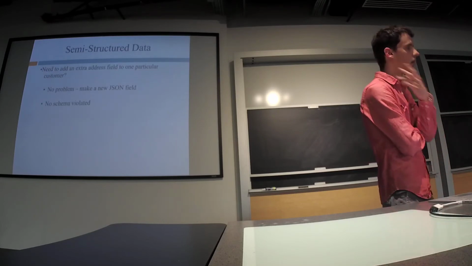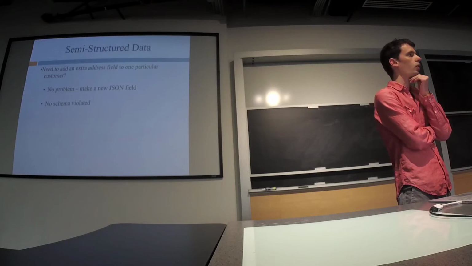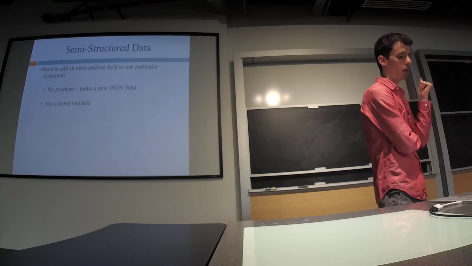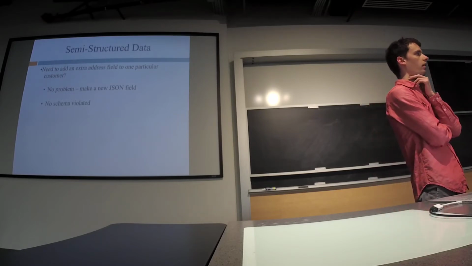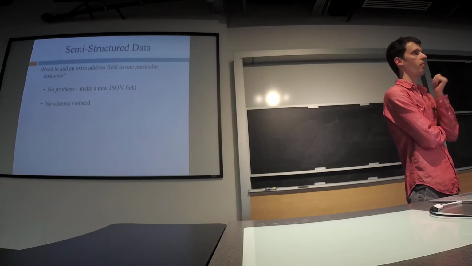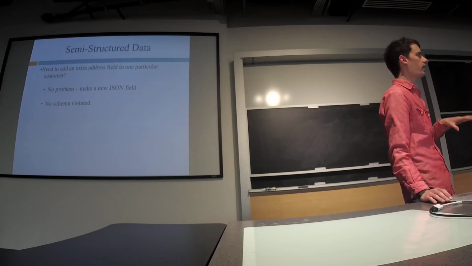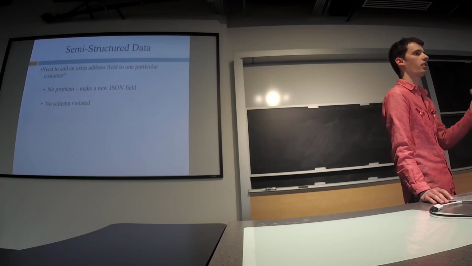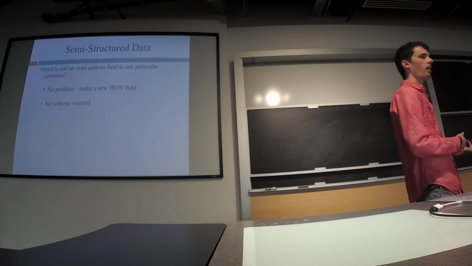Okay, so let's say you need to add an address field to one record, but not all of them. So you just go find that record, add a new JSON field, and put it back into some file or storage somewhere. And the thing is, there's no schema to violate. So adding an extra field, or call it a column if you want, to one of them but not all of them is fine.